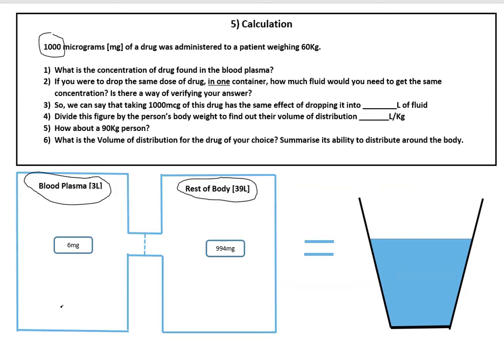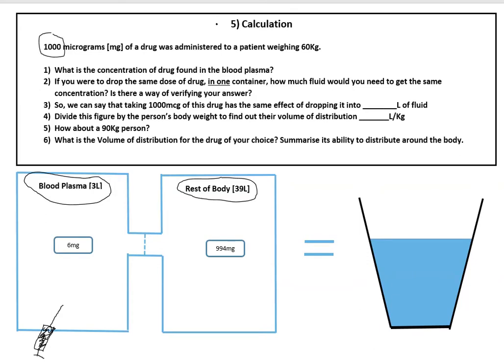Now, what a professional would do is, after giving a dose of drug, they would take a sample of that blood plasma, because we are pretty good at taking blood samples. It's quite accurate. They would take that sample and they would find some kind of figure which would lead them to that 6 milligrams of drug. Okay, so first of all, on our tasks here, what is the concentration of drug found in the blood plasma?